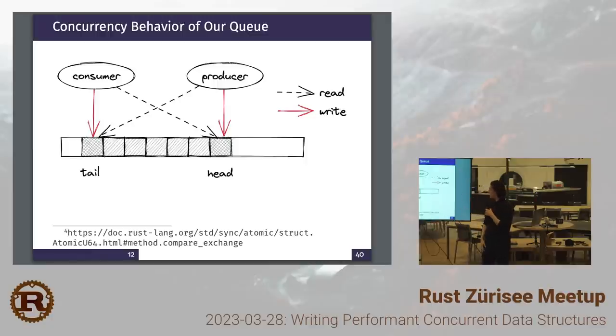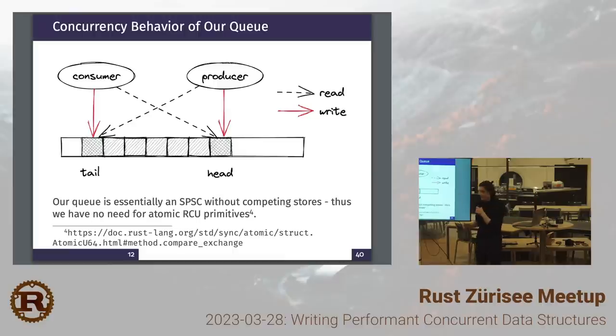and then only increment the tail. And the nice thing here is that we actually have no competing store operations on either tail or heads. So that means we don't need any type of atomic read-modify-write primitives like CAS or LLSC. We can just keep it simple with release acquire.